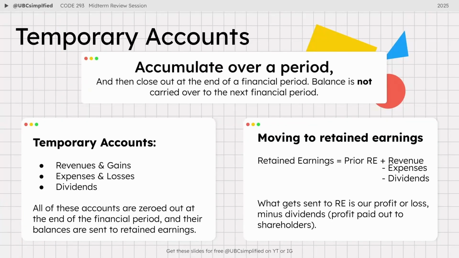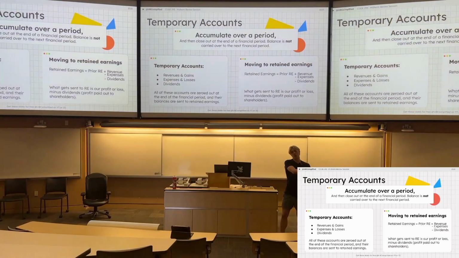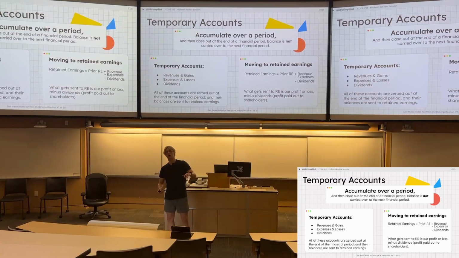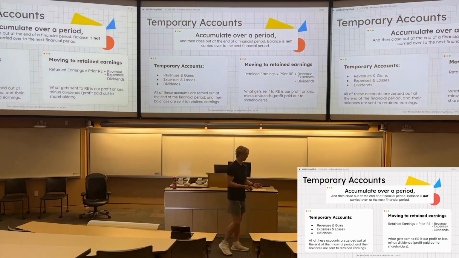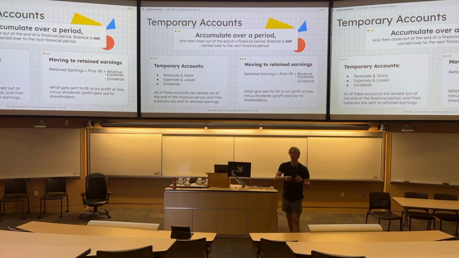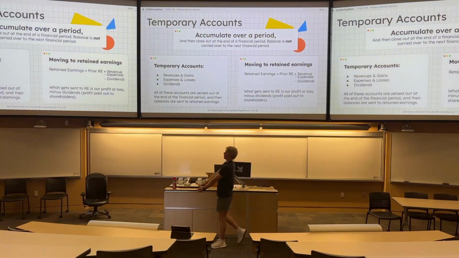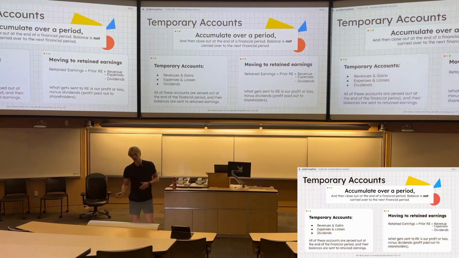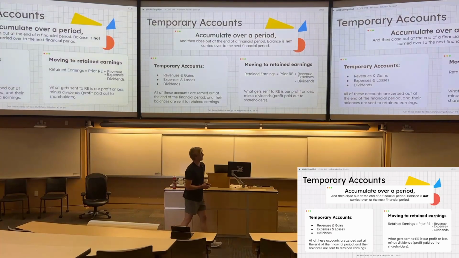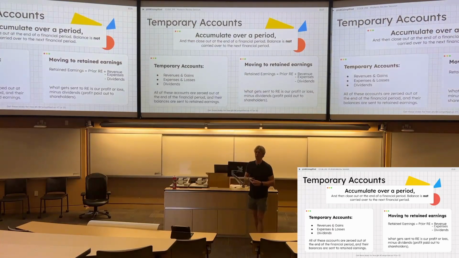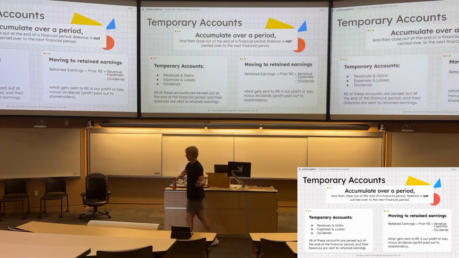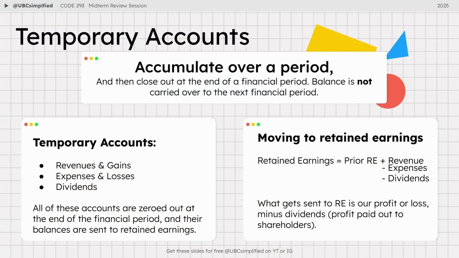Okay, so another thing to keep in mind is these things called temporary accounts. Essentially they accumulate over a period, and then at the end of the period, you have to make them all equal 0 because they don't carry over. We basically reset them to 0 through debiting and crediting. They have reverse normal balances, and then all of those flow into retained earnings, which basically shows how much money the company has generated over time. So a few different examples of temporary accounts: we have revenues and gains, expenses and losses, and dividends, and then there are a few subcategories to these. But basically at the end of the period, all of these are zeroed out, and then they move into retained earnings. How do they move into retained earnings?